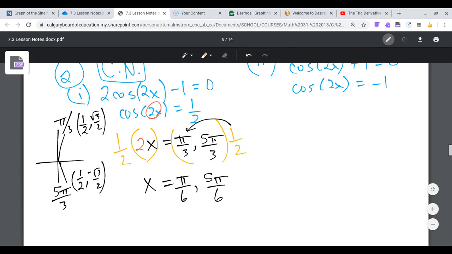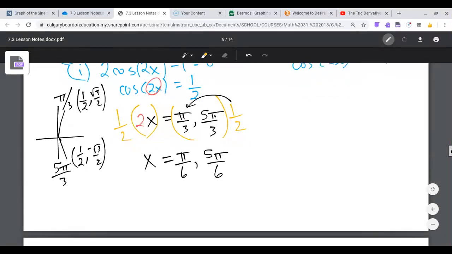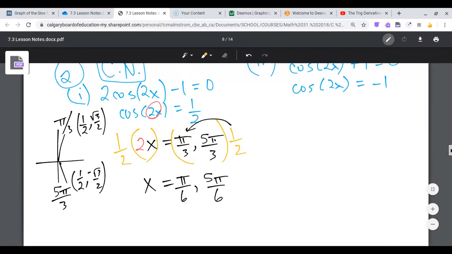And those actually fit my restricted domain, which was from 0 to pi. 5 pi on 3 was not actually in my restricted domain, but because I hadn't performed the horizontal stretch on it, it didn't matter at that point that the domain didn't quite fit. Okay, so critical numbers for the first case are pi on 6 and 5 pi on 6.